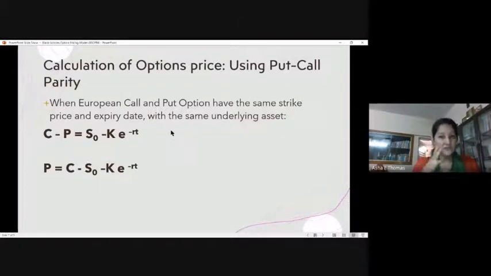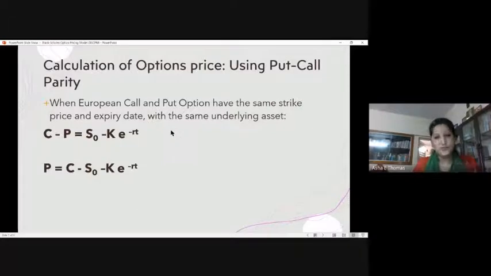Suppose parity means equilibrium, equal. So you can guess what it should be. It is equilibrium or equal. So if there is a situation called put call parity, in that case, you will be going with using this formula instead of the previous one which we discussed.